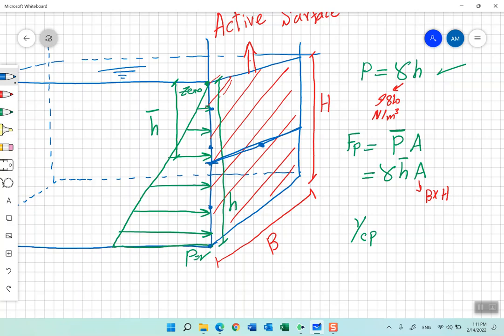So what your friend has just said, that it will act in the centroid of the prism. Because I have a pressure that looks like a triangle, it would act exactly at the centroid of this shape. So can you tell me what is the centroid of the triangle? Below the center, below the middle.